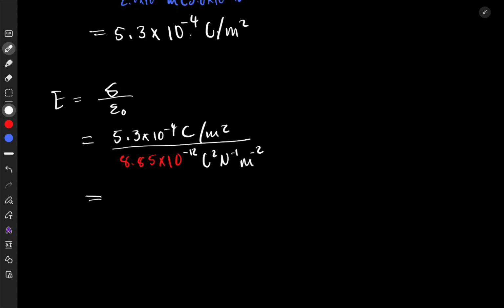So what is this going to be now? We can put it in the calculator. You say 5.3 exp negative 4 divided by 8.85 exp negative 12. You must get an answer which rounds off to 6.0 times 10 to the power of 7. And this is obviously newtons per coulomb. And this is going to be the new electric field. Okay, this is going to be the new electric field.